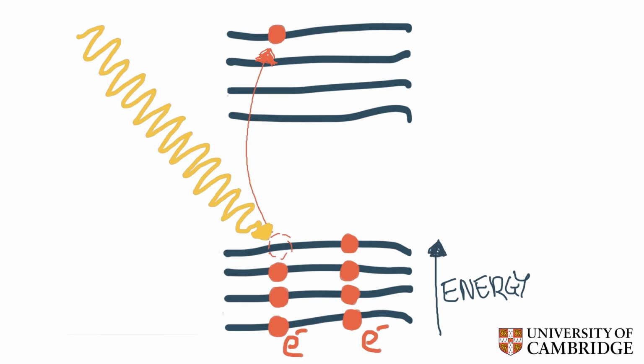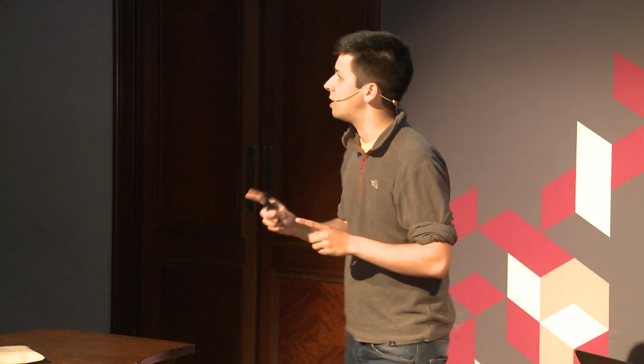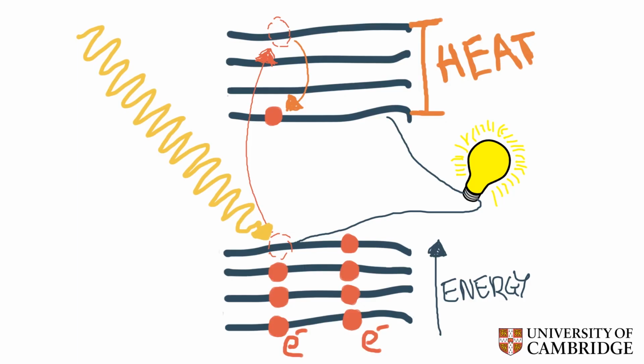The electron then drops down to the top of the gap, releasing that energy as heat. Then the electron drops down again, but here we can capture this energy as electricity. But this means we're wasting a lot of the energy as heat. And this is why solar cells are so inefficient.